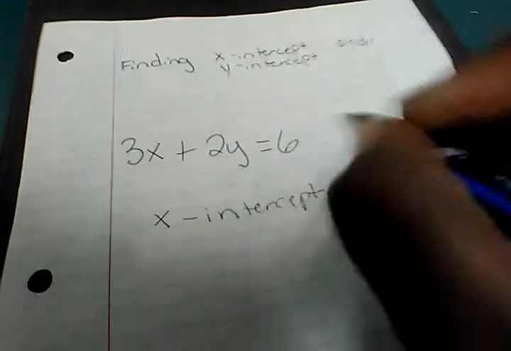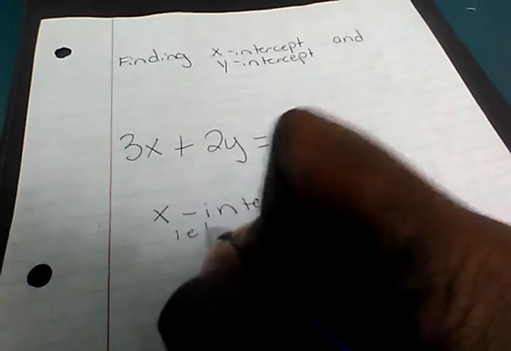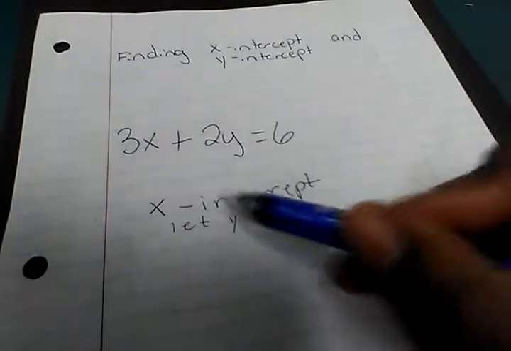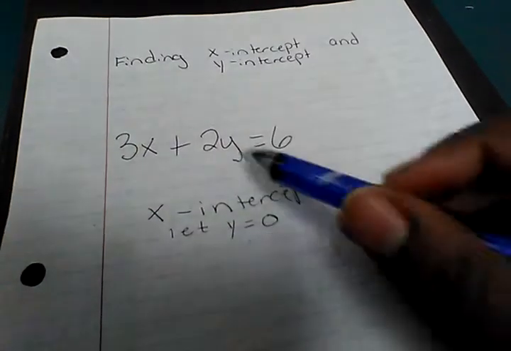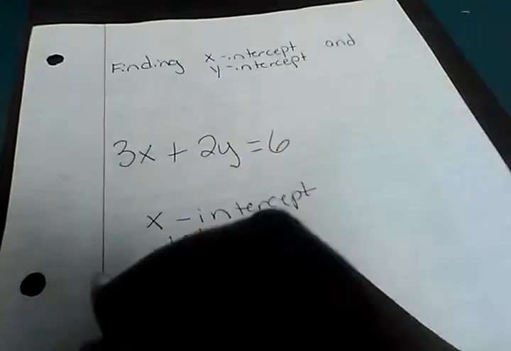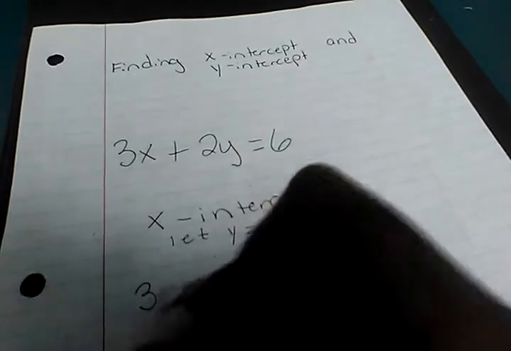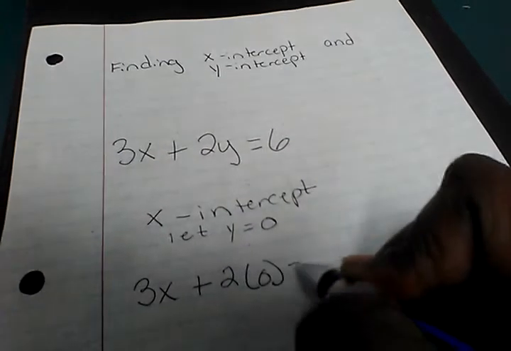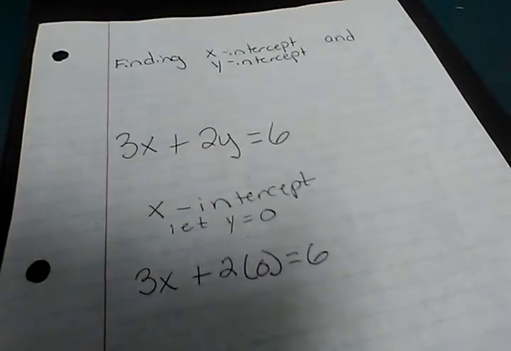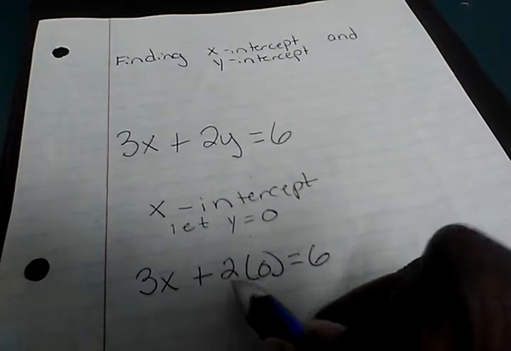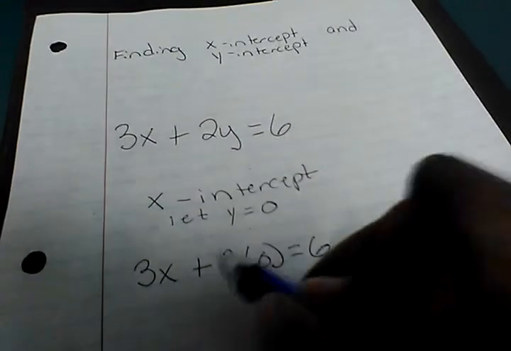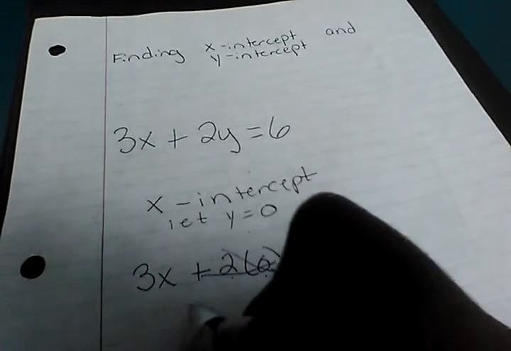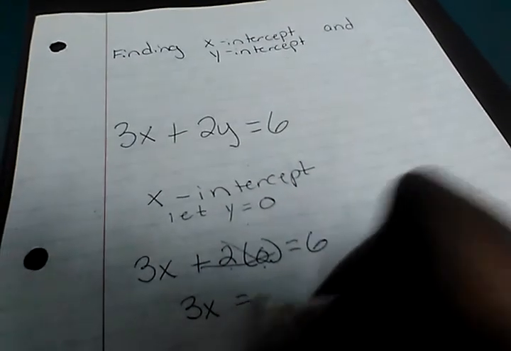the rule is you have to let the y in the equation equal 0. So if I want to find an x-intercept, I have to let the y in the equation equal 0. So in that case, I would have 3x plus 2 times 0 equals 6. Multiply it out. I know if I multiply 2 by 0, it's going to give me 0. So it's basically going to get rid of this value. All I'm left with is 3x equals 6.